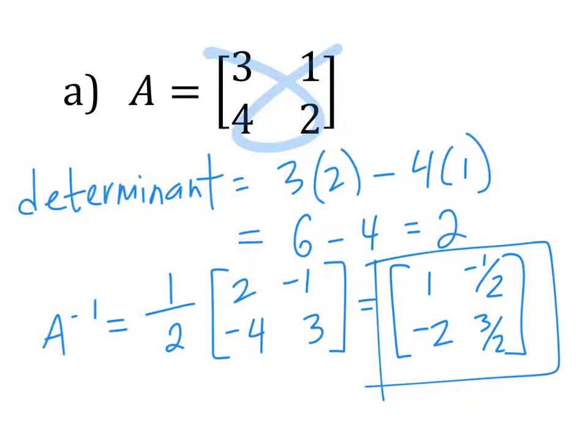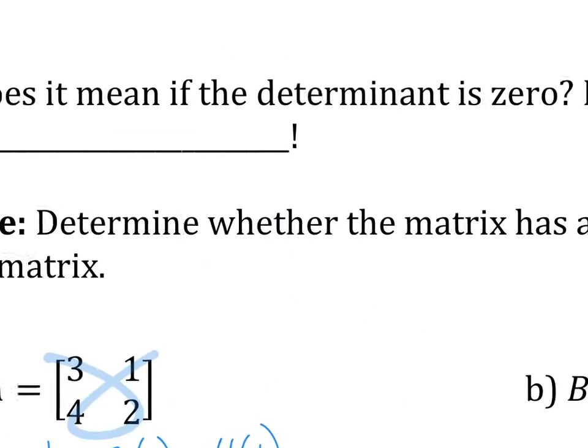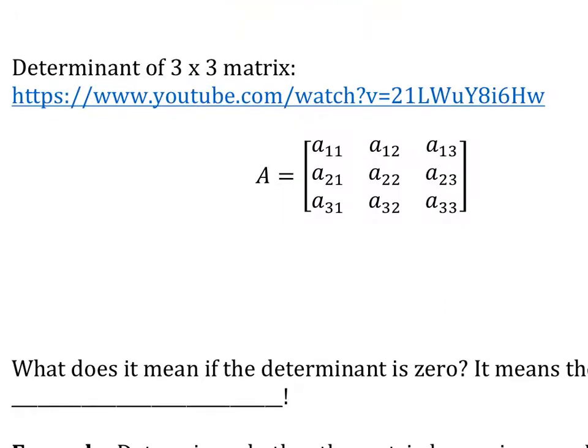Again, find the determinant, take 1 over the determinant, switch AD, make BC negative, and multiply all together. Good? Just a little review of last year. Now let's do 3 by 3. 3 by 3 is a lot bigger. I'm not going to make you do the inverse matrix by hand, but I do need you to find the determinant. You're going to find the inverse matrix using your calculator, so make sure you have your calculator today. We're going to use it a lot.